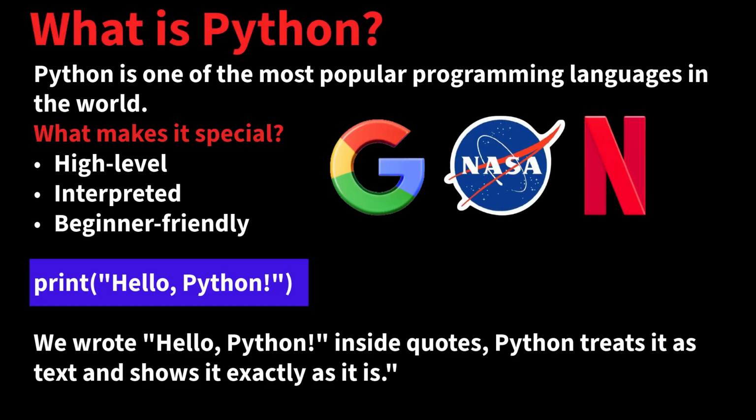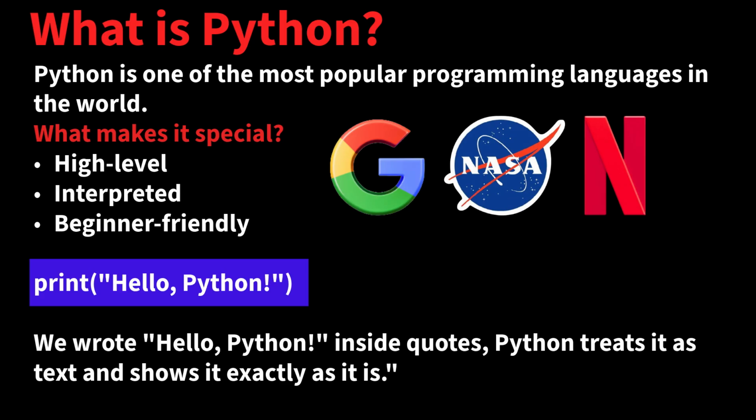Python is one of the most popular programming languages in the world. It is used by companies like Google, Netflix, and NASA. What makes it special? It is high level, interpreted, and beginner friendly. Why is it high level, interpreted, and beginner friendly? It means you write code in a human readable form. That is why it is high level. Python runs your code line by line, which is easy for debugging. That is why it's interpreted. It looks almost like plain English. That's why it is beginner friendly.